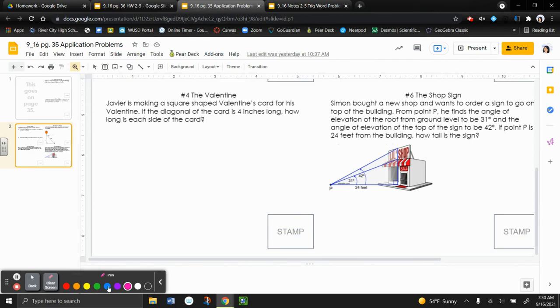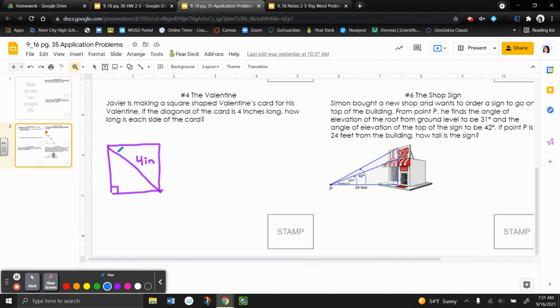All right, so Javier is making a square-shaped Valentine's card. And we know that the diagonal is 4 inches long. We want to know how long is each side of the card. So you might be looking at this and say, well, we don't have any angle measurements and we only have one side. What are we supposed to do?